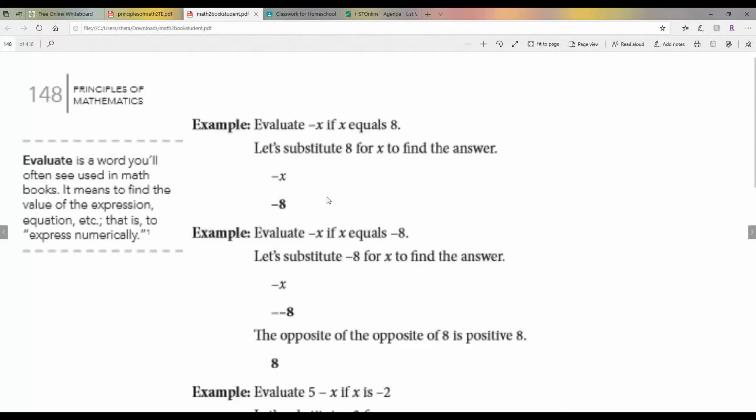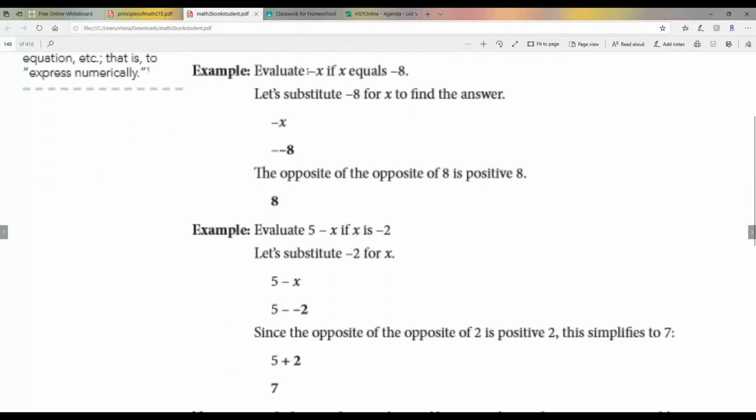That's it. Okay. Now we're going to evaluate negative x if x equals negative 8. So now we're going to substitute negative 8 for x to find the answer. Well, x is negative 8, so our answer is the opposite of negative 8, which is 8. Remember, this is the opposite of the opposite. Okay, so that would be 8.